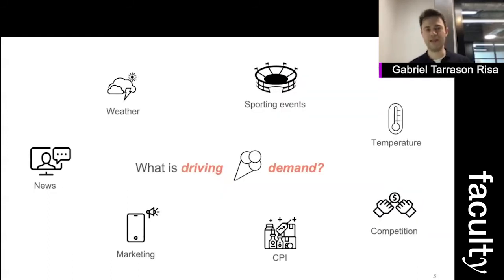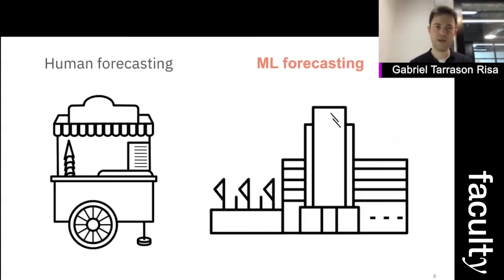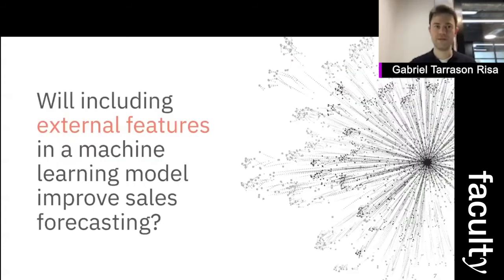What I'm getting at is that external features are drivers of demand. Things like the weather, but also sporting events, temperature, competition, CPI, marketing, and the news. And while a human can do pretty well at forecasting for a single store, you need machine learning if you want to do this for a whole retail operation. That introduces our first question. Will including external features in a machine learning model improve sales forecasting?